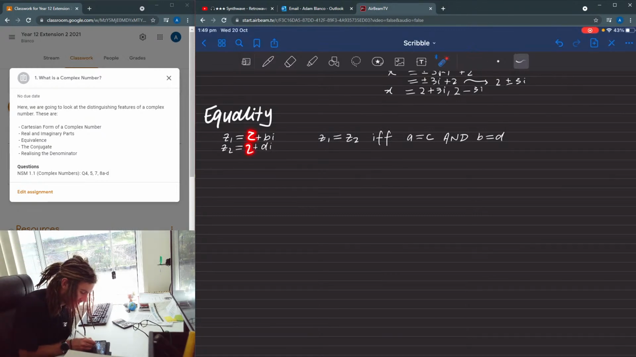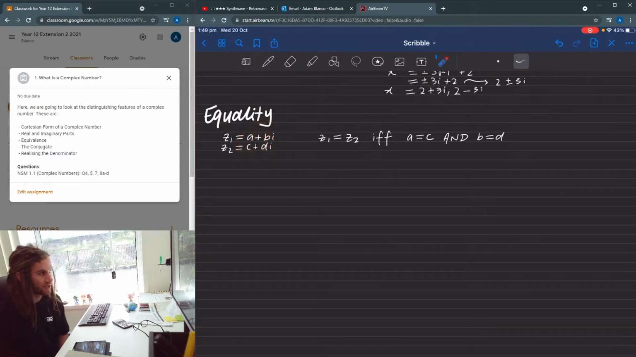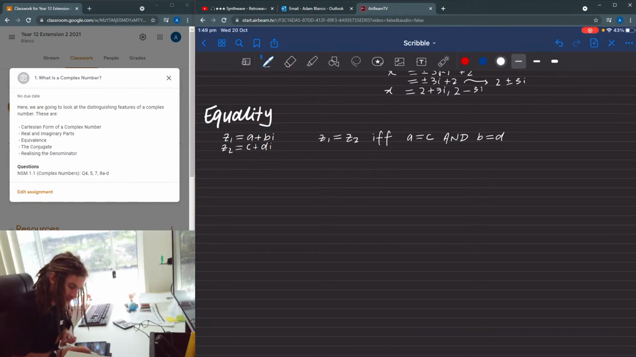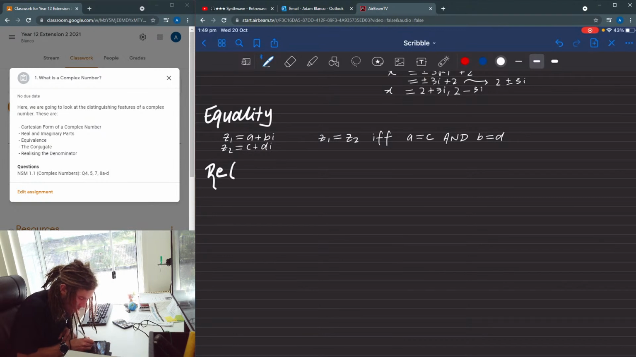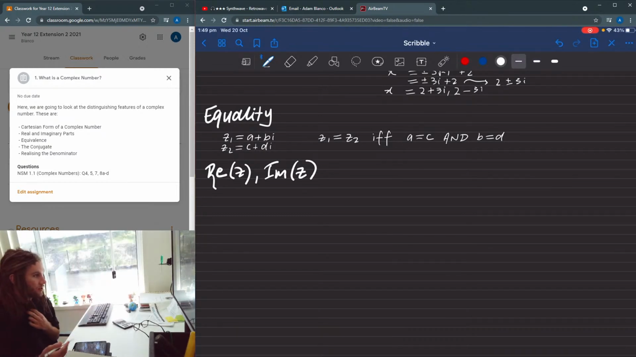If these were 2's and these were 3's, then obviously these two things are the same. That's all that means. So that's when we have equality within our complex numbers. Okay, so now we're going to look at the real and imaginary part. I touched on this a bit last lesson, but our real part and our imaginary part.